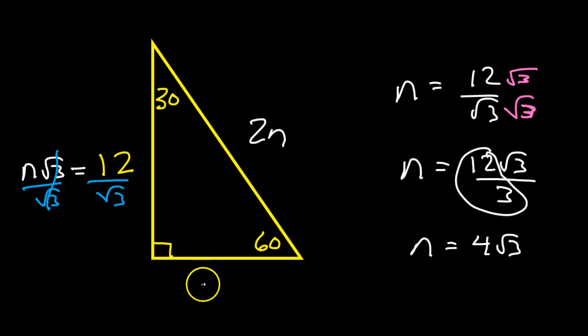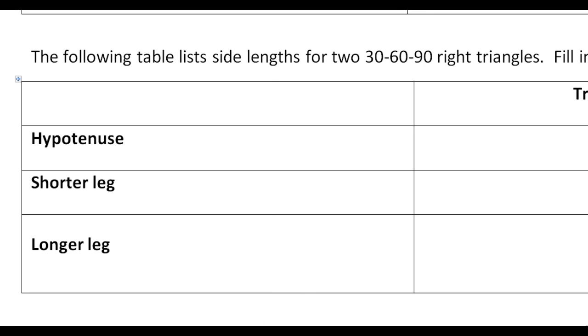Okay, so that would be 4 radical 3. Once you have the short leg, then you know you double it to make the hypotenuse. So the hypotenuse would be 8 radical 3. So that's the type of thing they can do to make this more interesting, shall we say. So let's see what actually happened.